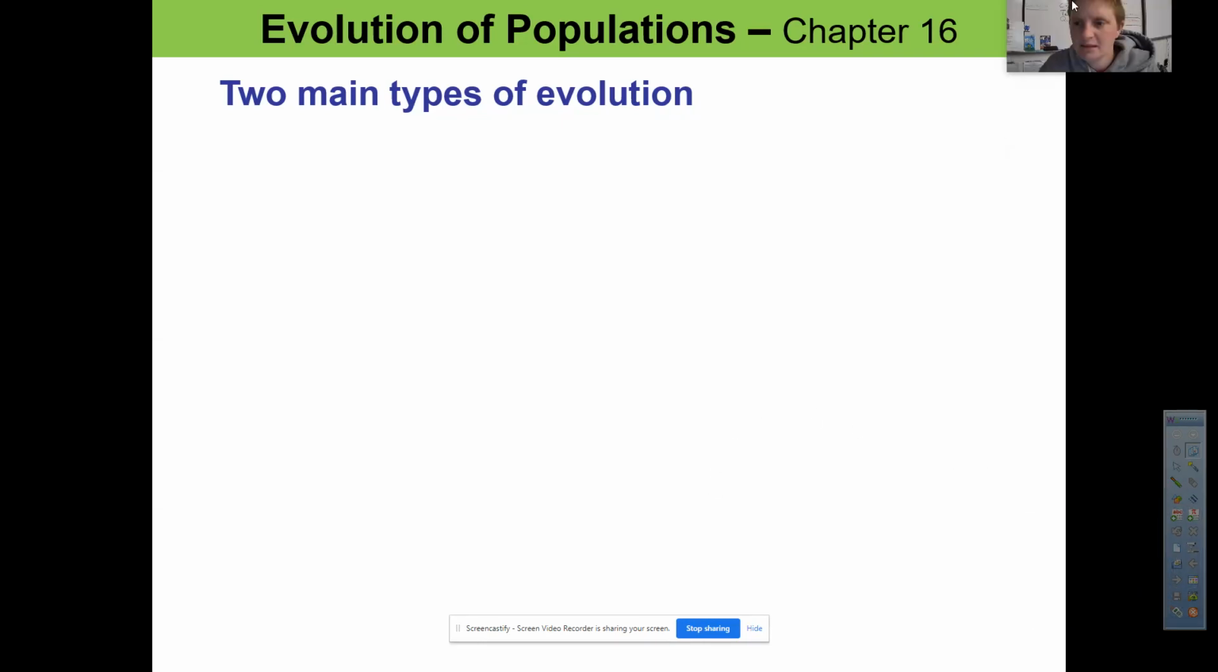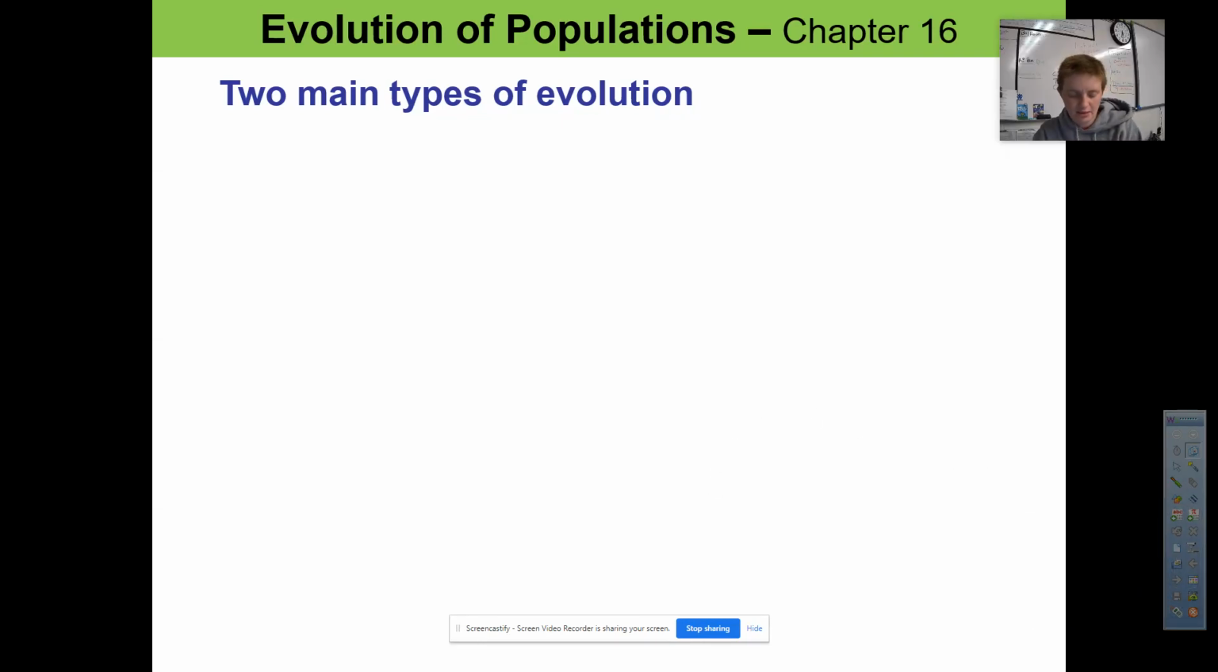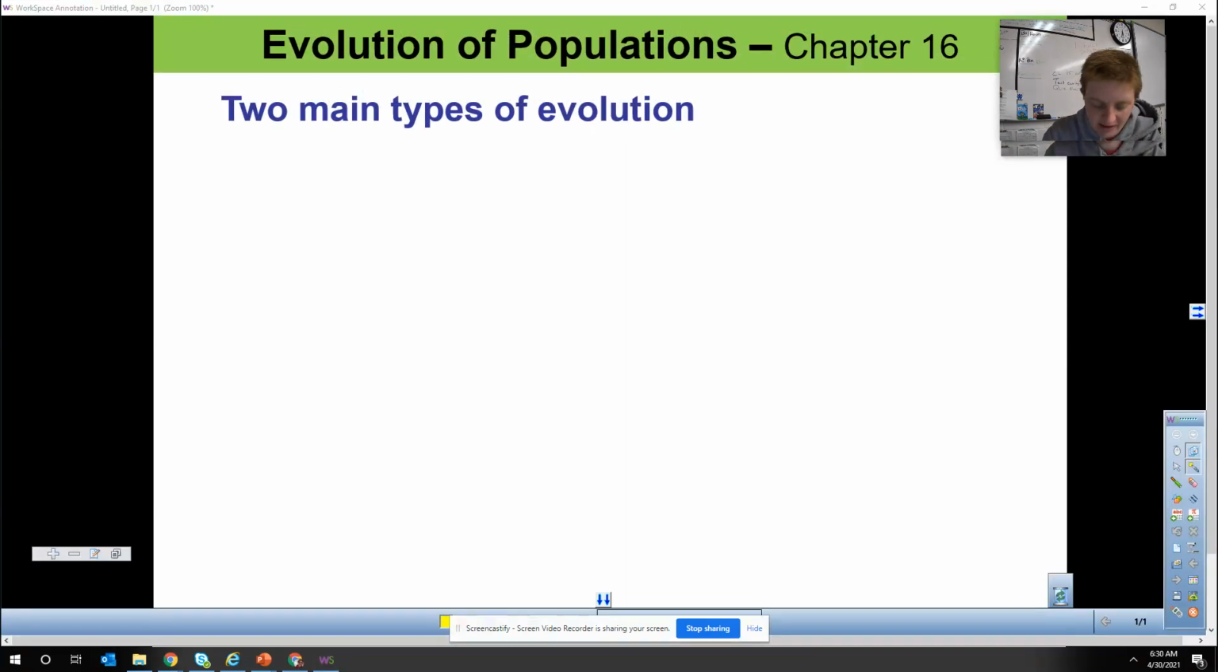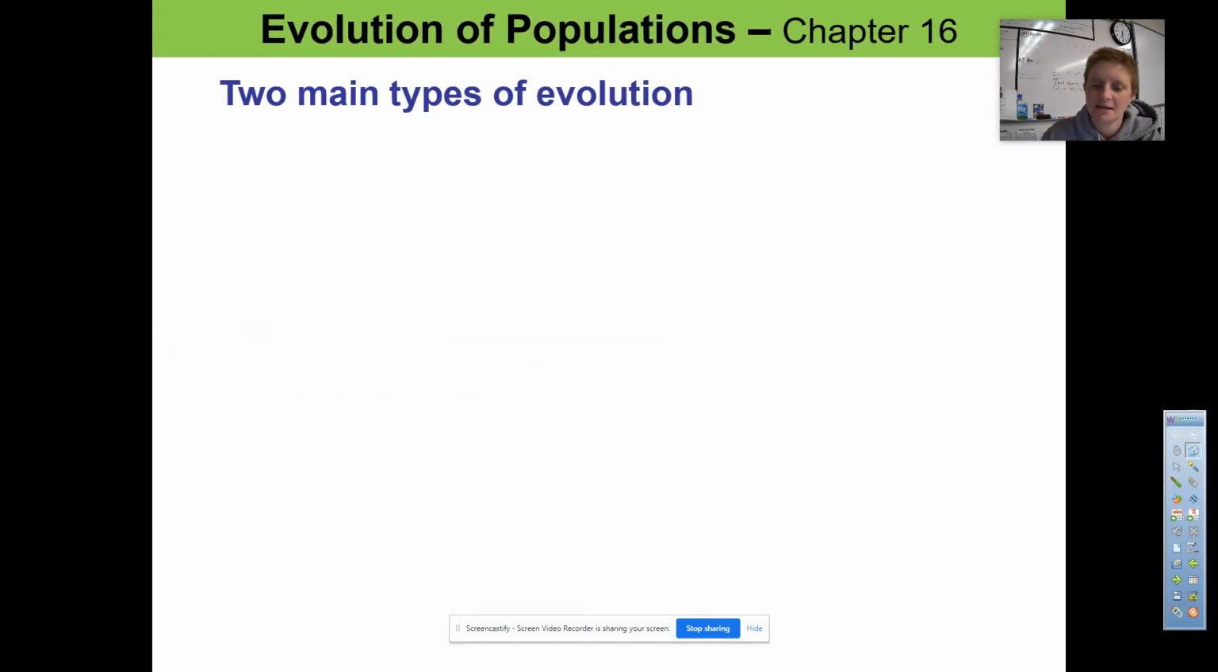Alright guys, let's see how this goes. Today we're on chapter 16, which is about the evolution of populations. So at this point we've talked a little bit about how evolution works. Now we're going to talk about how populations change over time.